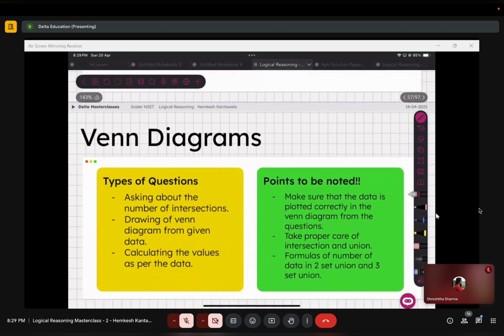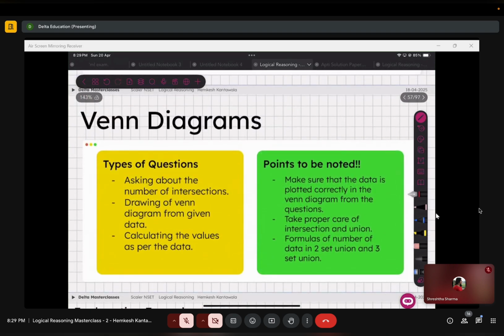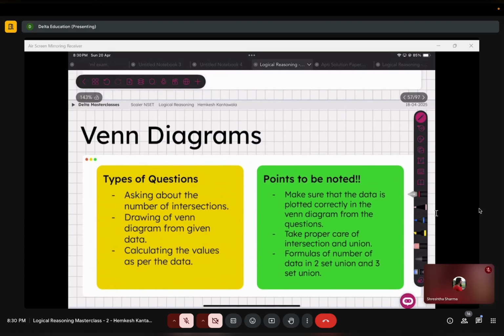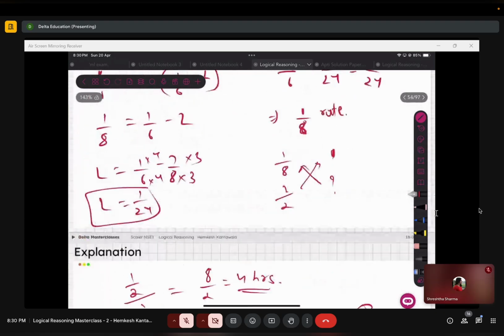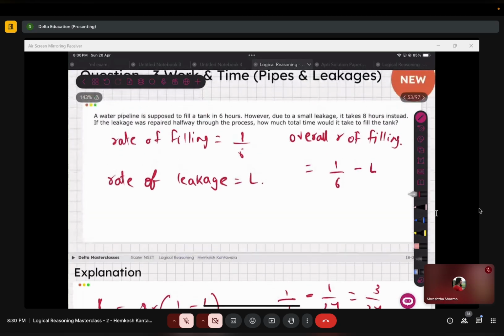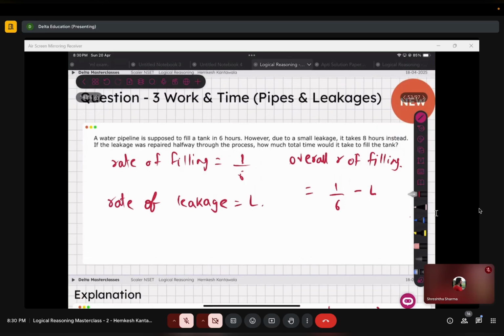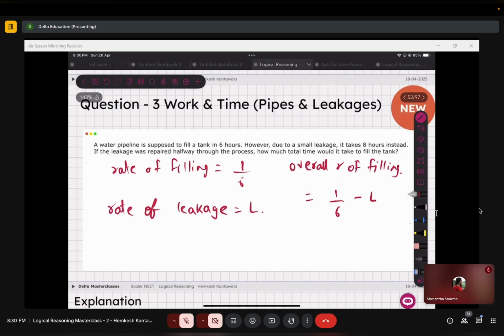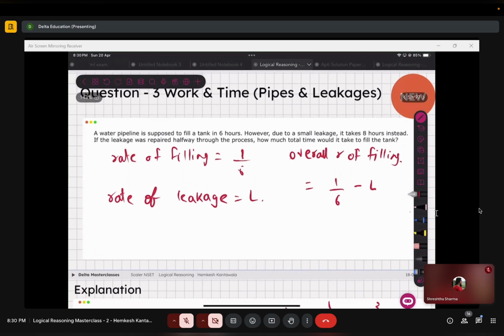Now, let's move to the next topic itself. The next topic is basically Venn diagram. Now, what are the type of questions that could be 8 hours already given with leakage? So why do we need to find the leakage again? 8 hours, yes, we used that 8 hours because it is said, okay, I am not able to get your question. It is said that the leakage was repaired in half of the process, while half of the tank was filled. So what are you asking, Atta? No, it is given right now.